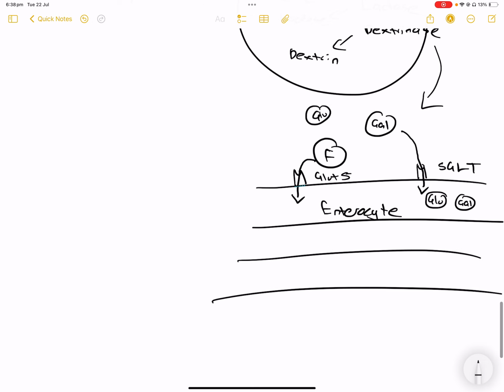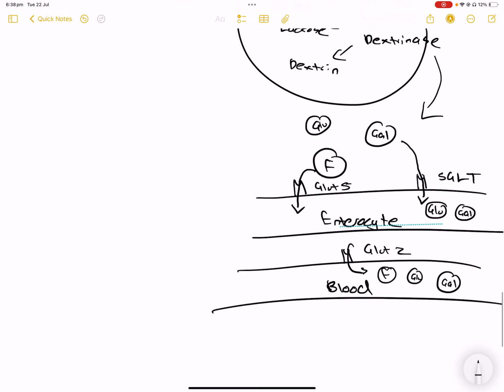And then we have the blood, right? We've got to get all these into the blood. How do we do that? We have GLUT2 transporters. And now everything can go through the GLUT transporters. You've got fructose, you've got glucose, and you've got galactose. These are monosaccharides finally in the blood. They will be used as energy later on.